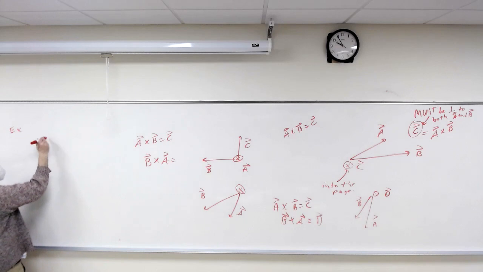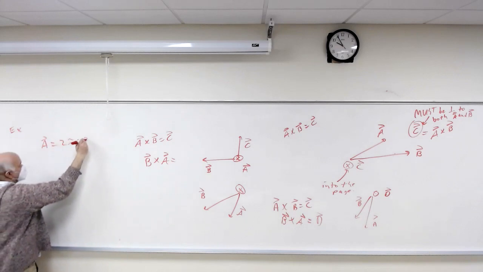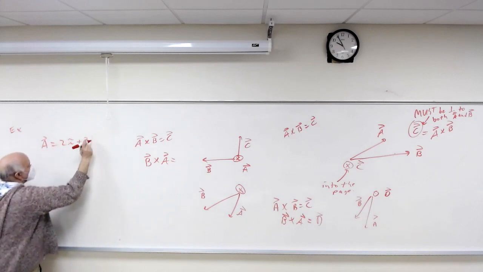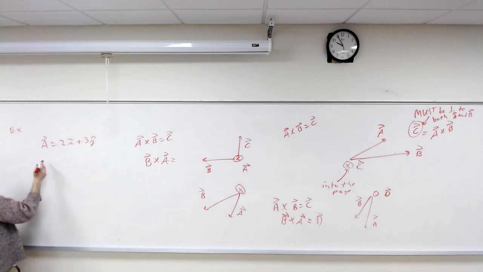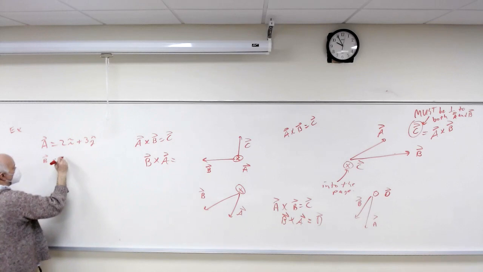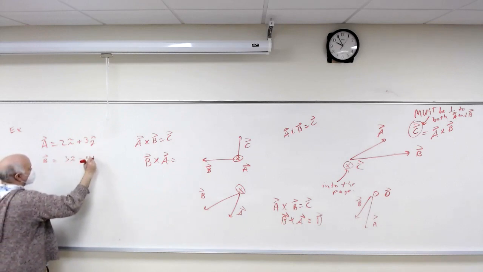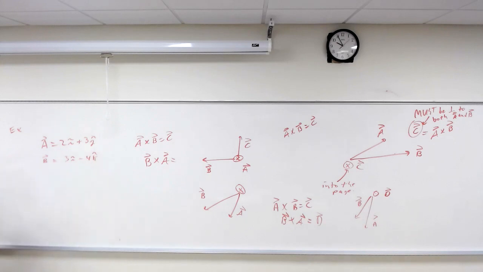Let's say I have A equals 2I plus 3J. Let's say I have B equaling 3I minus 4K. And I want to figure out what this is.